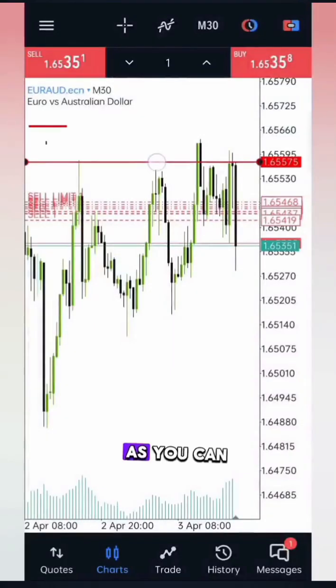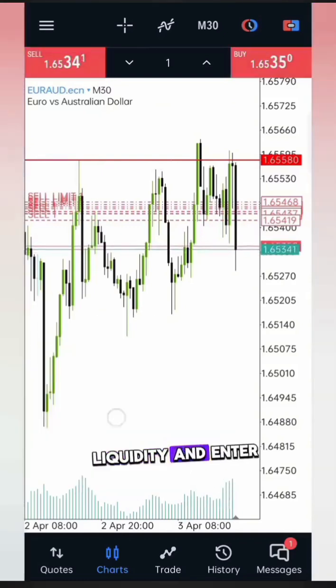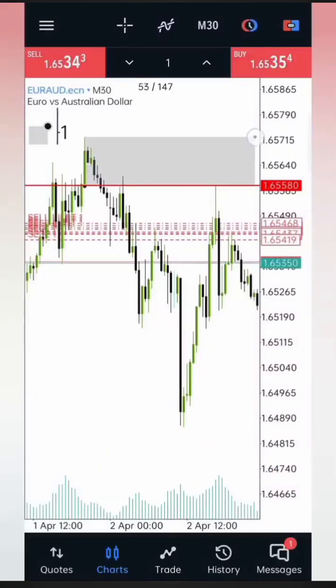As you can see, in the Euro-Australian dollar pair, prices have already swept through buy-side liquidity and entered the supply zone. Some people call this an inducement. Here is the supply zone.